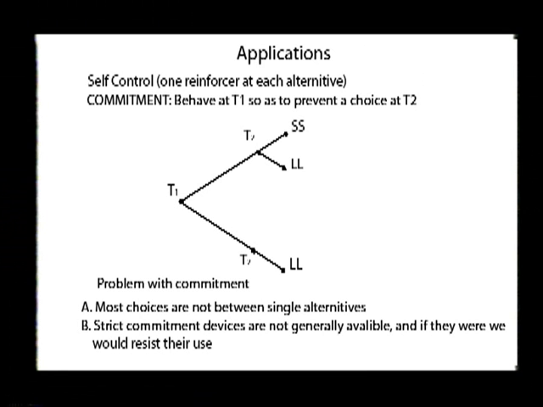So here's what you can do. You can choose another path, and when you reach T2, we're not going to offer you SS. Then you'll be forced to take LL. You'll be forced to take the larger reinforcer, the reinforcer which at this present time you actually prefer. And you won't be tempted, in quotes, by the smaller sooner reinforcer.